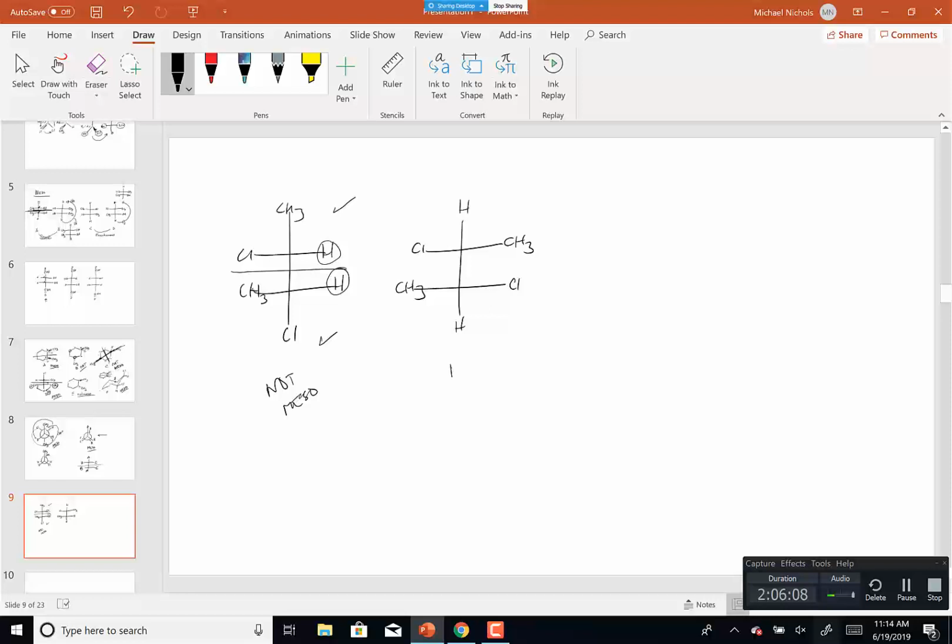It's not meso as well. Why? Because in terms of making the mirror plane, the two hydrogens are in the positions they need to be in. But then the chlorines have to be opposite each other and the methyls too. So again, I've lined up two groups to try and make it meso, and the other two groups didn't, so therefore this is not meso as well.